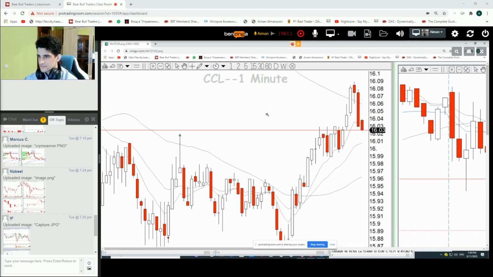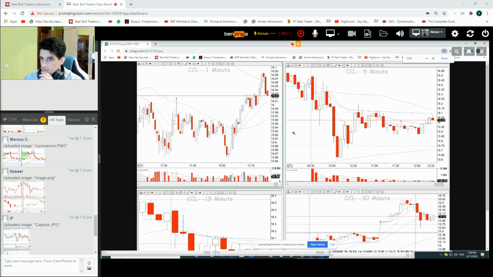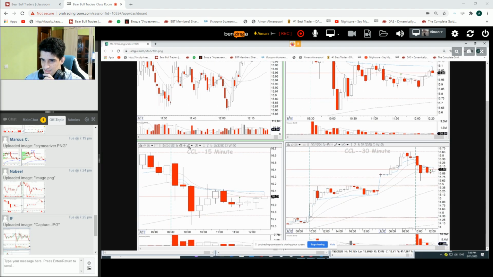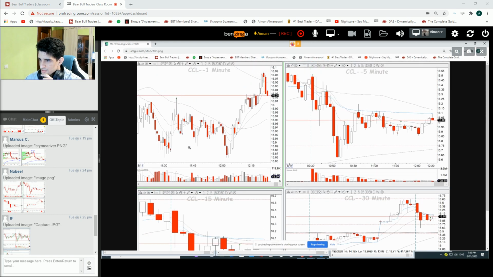So Nabil, let's see what you did there. Nabil traded CCL to the short side. Now this I wouldn't have done right here. Look at the price action, guys. Going down, coming back up, higher low wave, higher low wave, lower high wave, lower high wave. Yes, I see that it's more weak than it's strong.